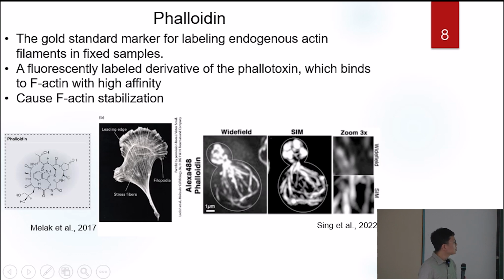So this is from budding yeast. This is wide field, this is super resolution. And this is a moving cell, this is the leading edge. This is from confocal. Anyway, for phalloidin, it's great. It's the gold standard marker for actin filaments, but only in fixed cells. For live imaging, it's better to use another way.